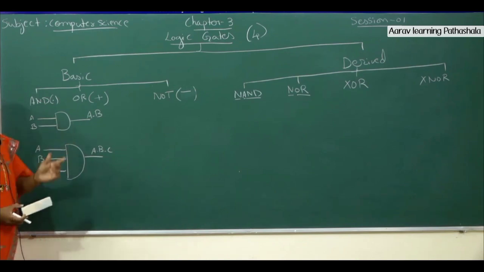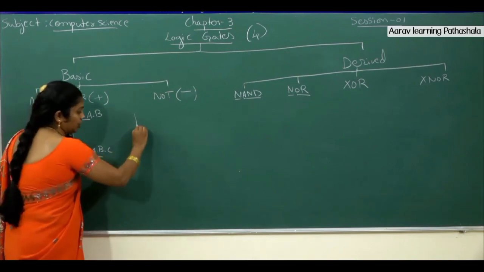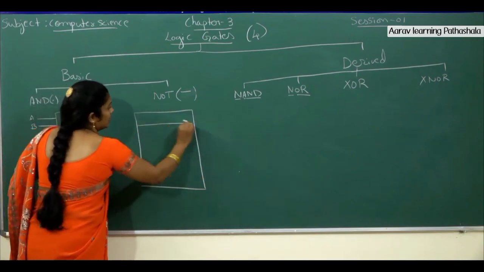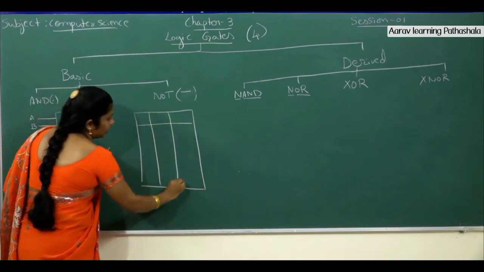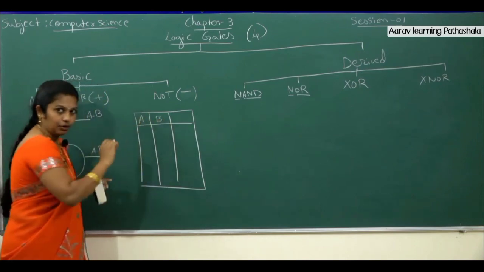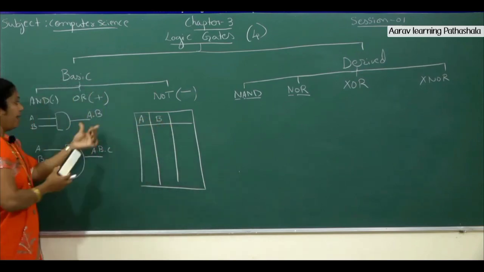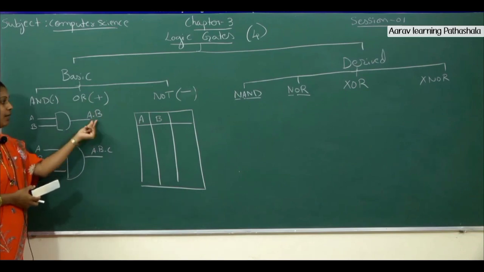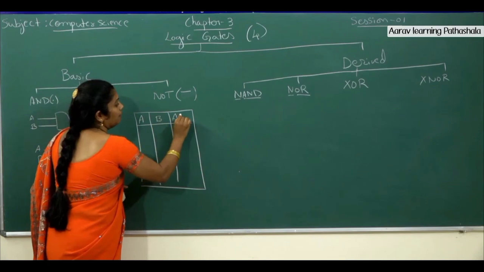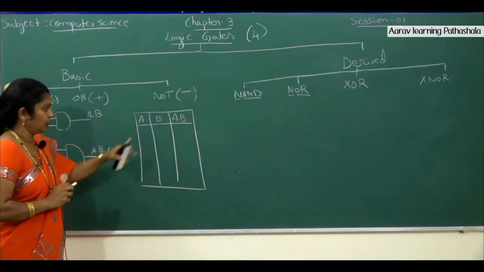Then how to write the truth table for this one? For example, for two variables. See, consider two variables. For two variables, we will get totally four combinations. For example, A and B become the input. Then what is the output? Here already I told you, in between the variables we have to use the dot operator. Then A dot B becomes the output.